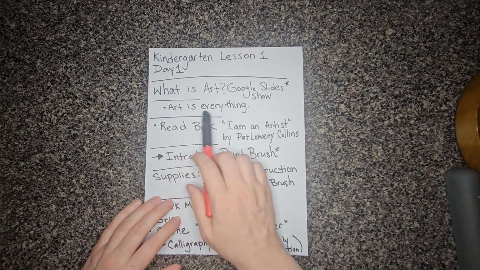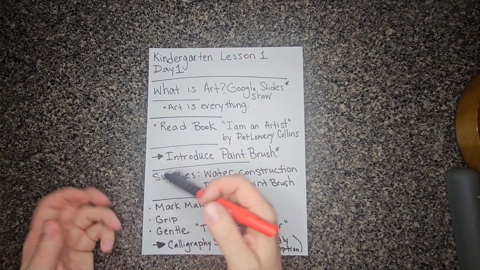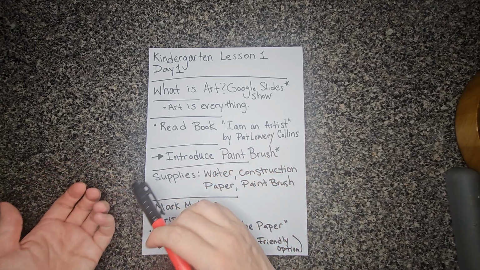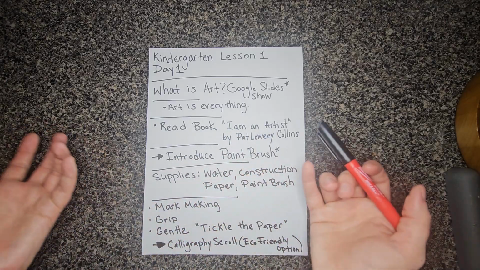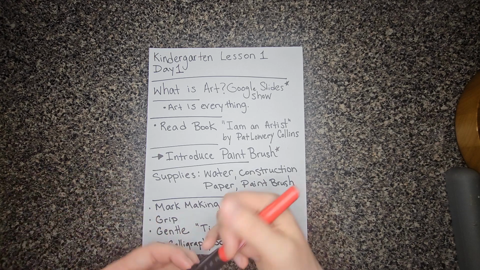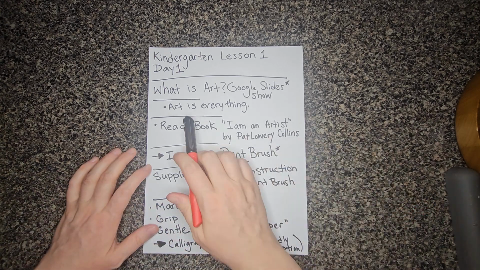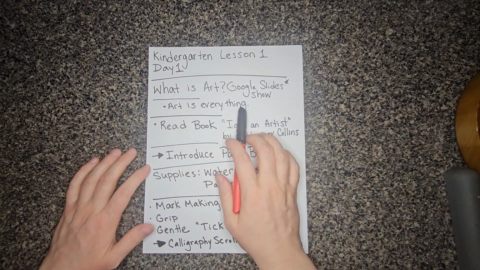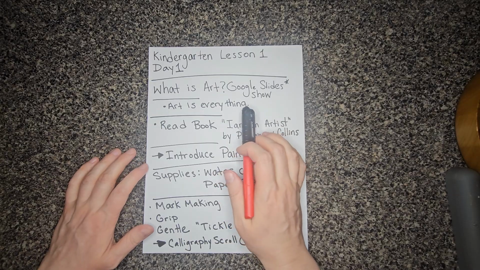But by the end of kindergarten, they can kind of tell me that they are art, everything is art, that there's no such thing as good or bad art. Art just is. We can make bad art if we want. We can make good art if we want. And that they can tell me by the end of kindergarten that art is everything.